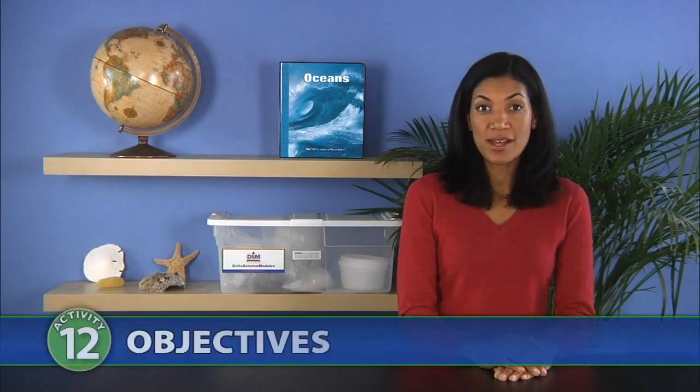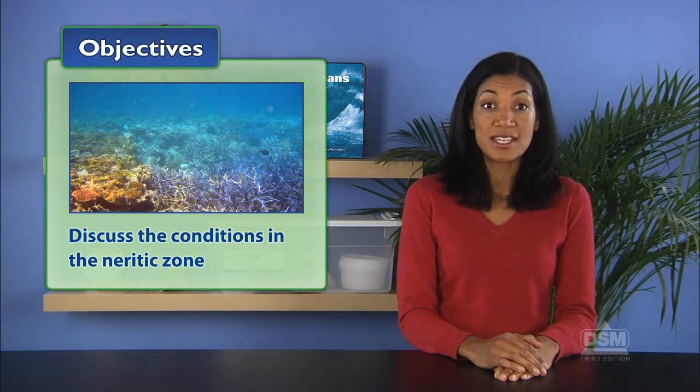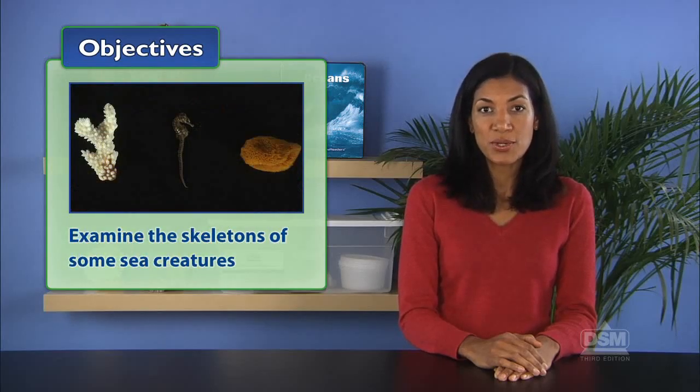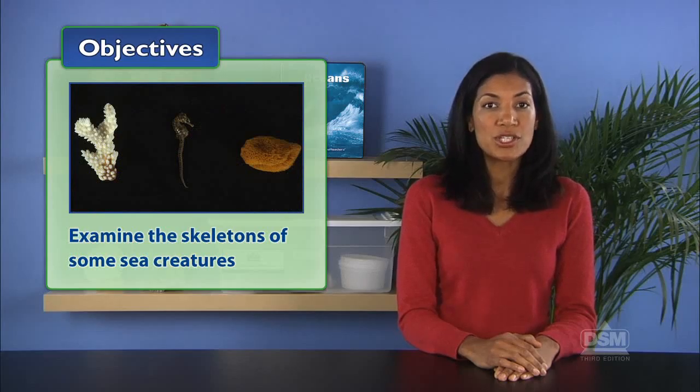In Activity 12, Curious Sea Creatures, students examine the skeletal remains of a variety of sea animals that live in the intertidal and neritic zones. Students first discuss the conditions in the neritic zone and then examine the skeletons of some sea creatures commonly found in the intertidal zone and the shallow ocean area covering the continental shelf.